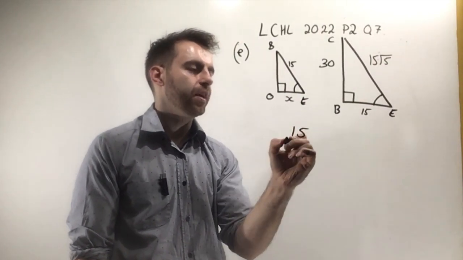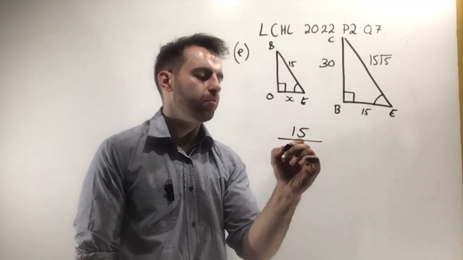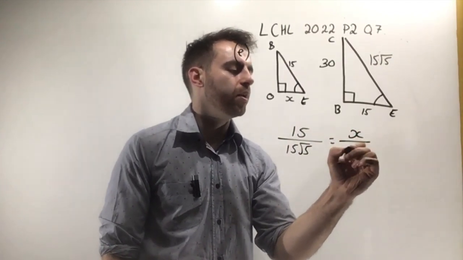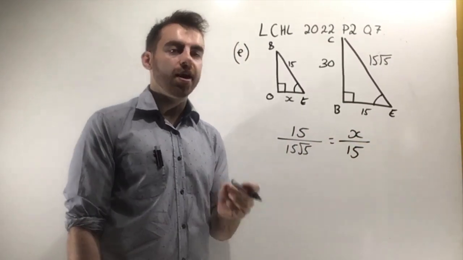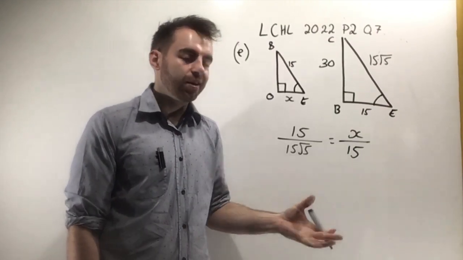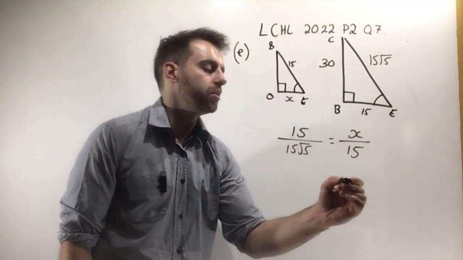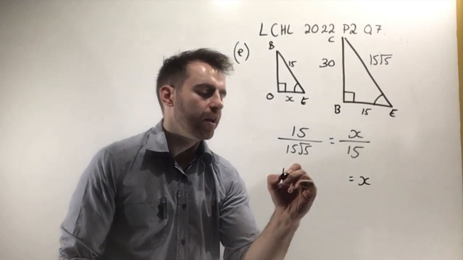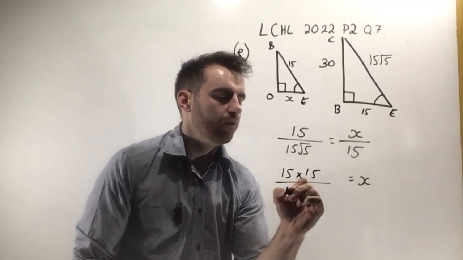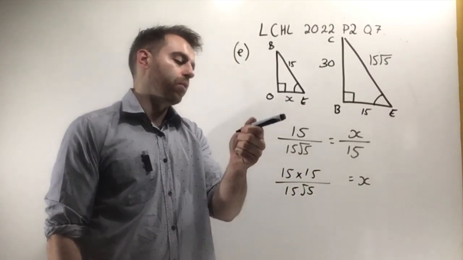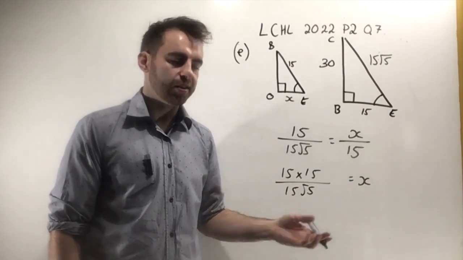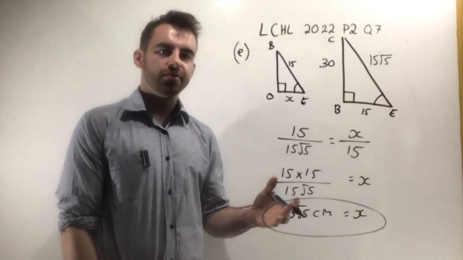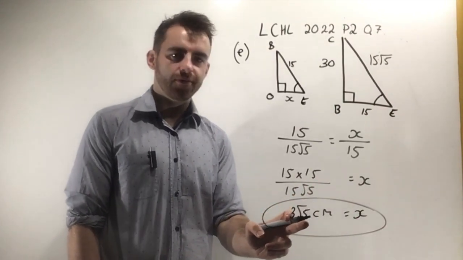I can say that 15, which is BE, divided by 15 root 5 is equal to the base of the small one divided by the base of the big one. And now I have one equation and one unknown, so I can easily solve to get x. All I'm going to do is multiply both sides by 15 to get rid of the fraction. In other words, I end up with 15 by 15 over 15 root 5, or if you just write it as that fraction multiplied by 15, it's all the same. If you plug it into your calculator, you get your final answer: x is equal to 3 root 5 centimeters.